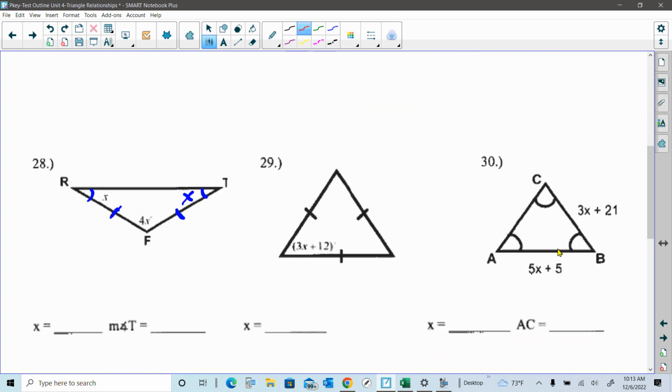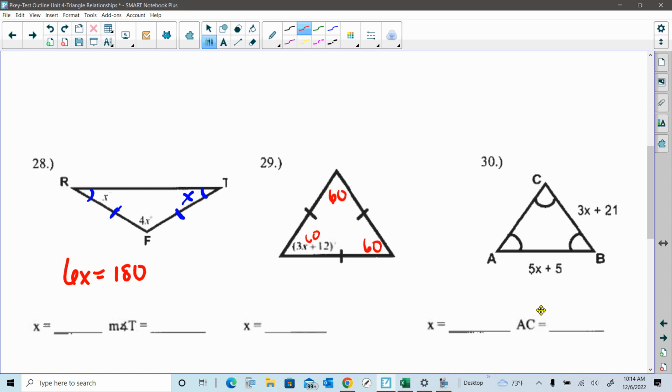Now on 28, again, it's isosceles. So if they gave me r is x, that would be the same thing for t. To solve this, we're adding up all our x's. So this would be 6x equals 180. I would start 29 and 30. And then 27 and 26 are the test-like questions of the isosceles. 29 and 30 are with equilateral triangles.